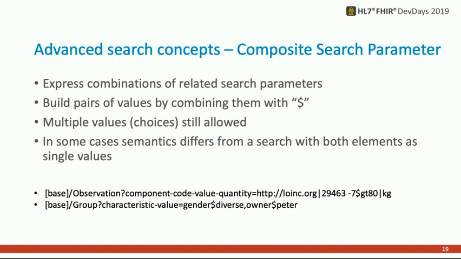That often makes sense if you want to combine a certain code with a quantity. So here I say I search on that particular LOINC code given the combination with a quantity. But if I would apply them independently, I would get back all the resources which have a quantity which is greater than 80 kilograms, or that LOINC code. But with the composite search parameter, I could combine them both.